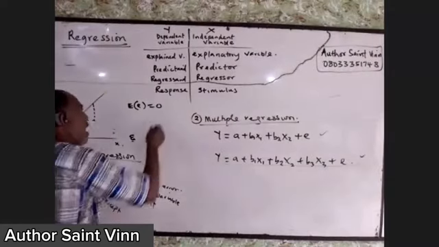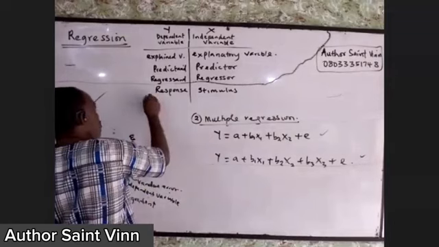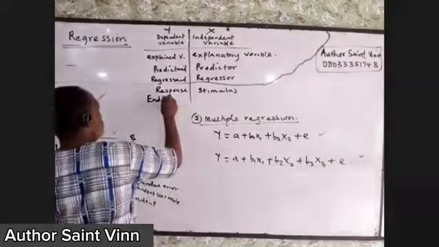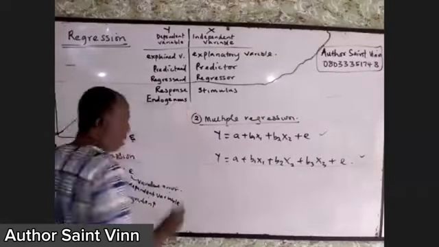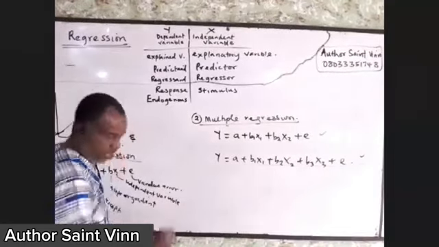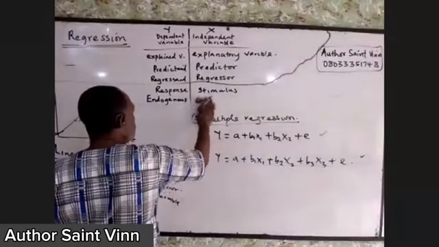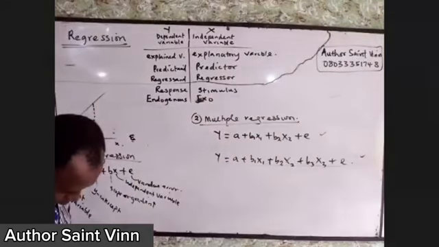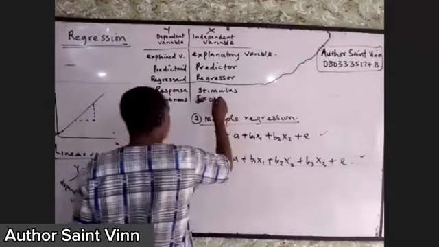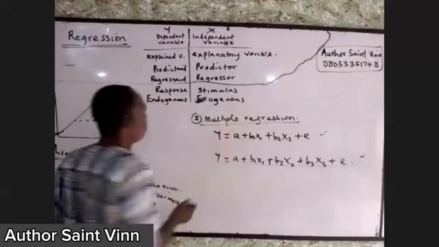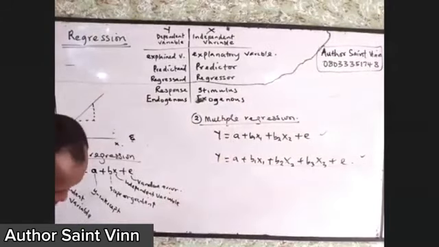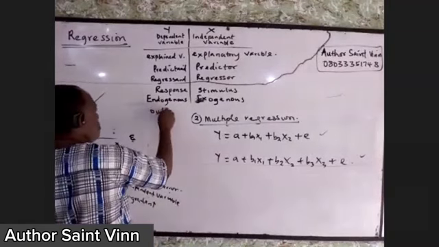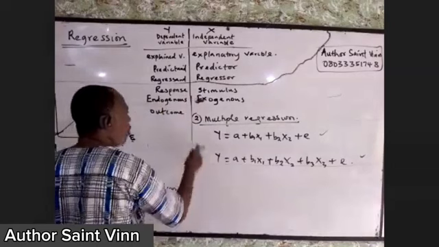This one is endogenous. And this one is exogenous. These are names. There are so many names like that. This one is the outcome.